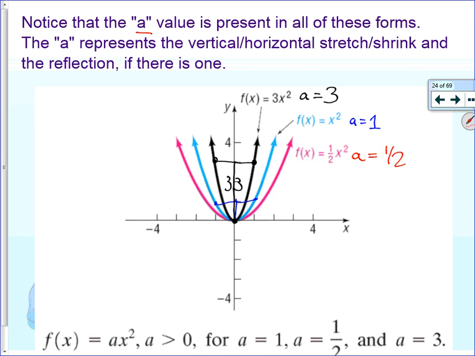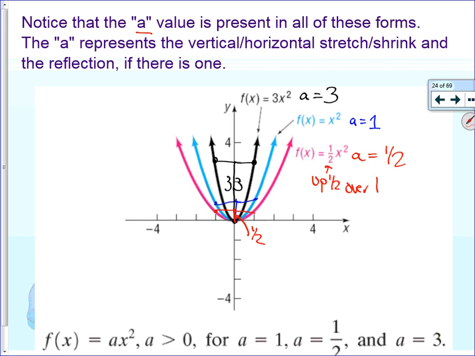And that makes it a wider parabola because I'm only going up a half and over 1. So the parabola is compressed vertically by a factor of 1/2. So it is a wider parabola. So if a is between 0 and 1, it's a wider parabola. And if a is above 1, it is a narrower parabola. So the a value tells you how far to go.